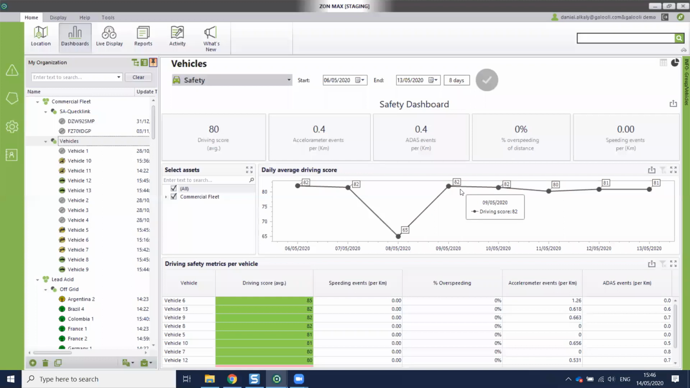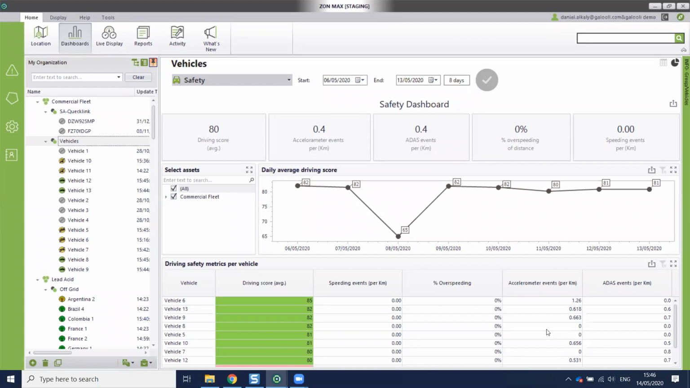We can see the scores on a daily basis, and this is good for reviewing trends, but I think the more important thing is really to see the safety metrics per vehicle. So we see the score, we see the speeding events, again, the overspeeding percentage, which I mentioned before, and we have the accelerometry events per kilometer and the ADAS events per kilometer.